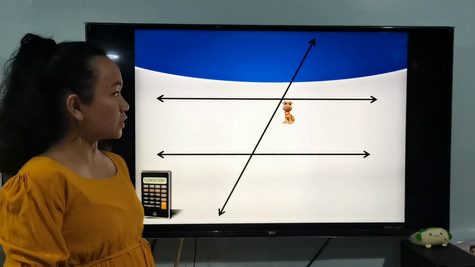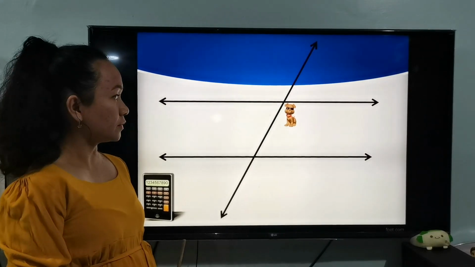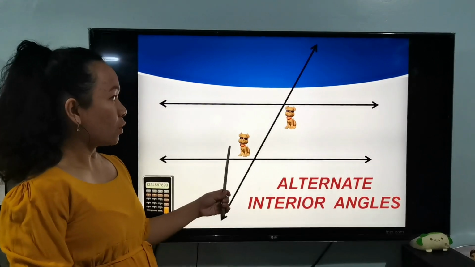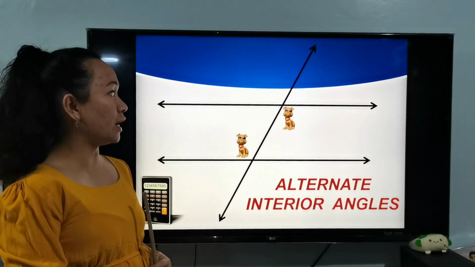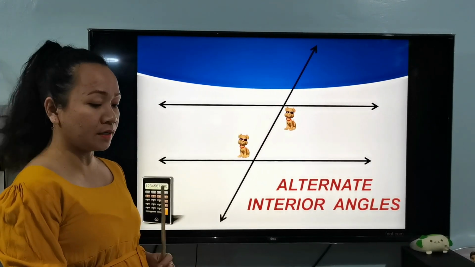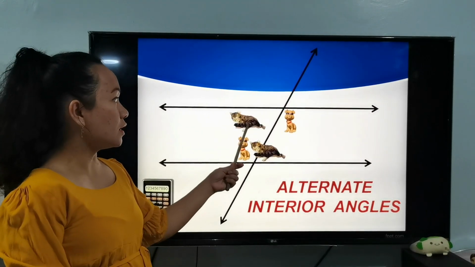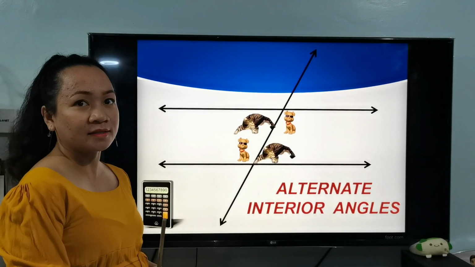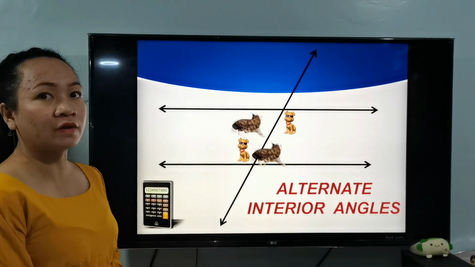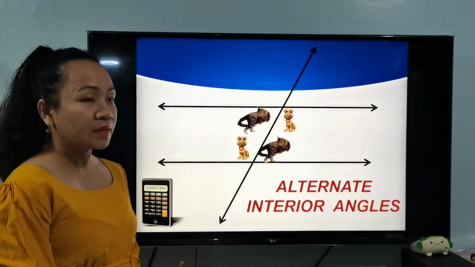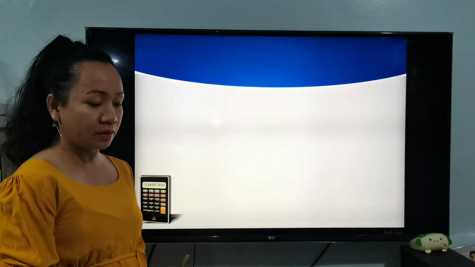Okay. So we have a dog. One pair of alternate interior angles. To sum up, we have one. Another pair of alternate interior angles in our figure is this cat. So these are the examples of alternate interior angles. Let's proceed to the other relationship.